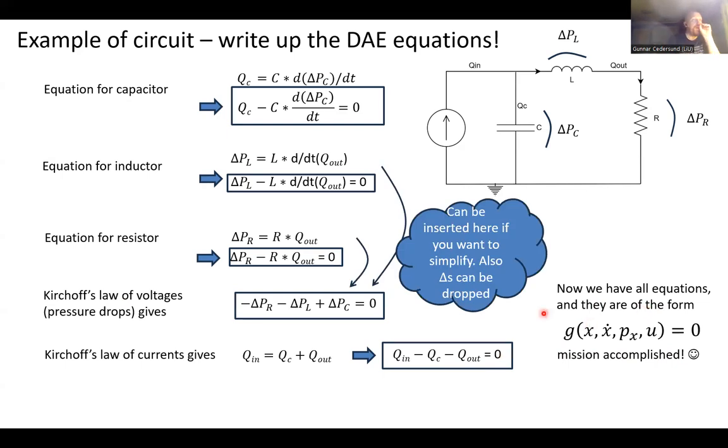And again, we could insert these ones here, so we only have this equation and this equation if we want. But typically a DAE solver doesn't care about that. As long as the equations are consistent with each other, the solver will be happy with either. And here also in practice, often you drop the deltas, so you just call this PC and you call this PL and you call this PR. Okay, so that's how you do it.